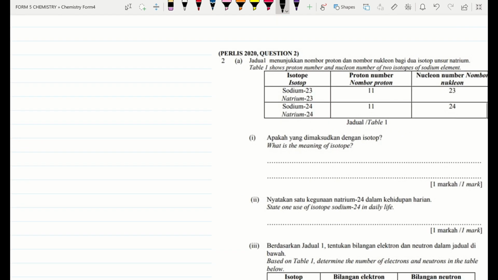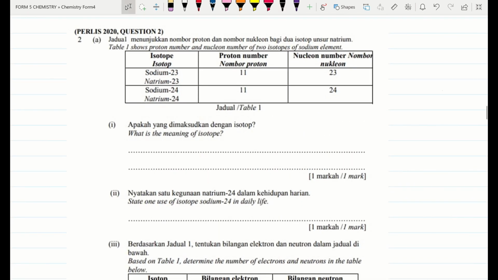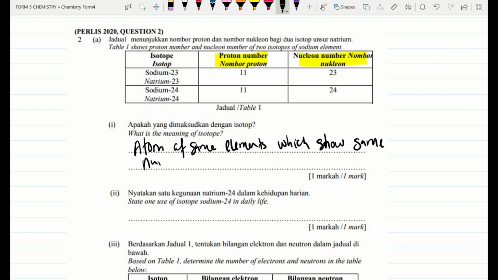All right, please check this question, we do it together. What is the meaning of isotope? We can use the definition given in the table, or we can use our own definition. Please remember, we put atoms. Isotopes are atoms of the same element which show the same number of protons but different number of neutrons.